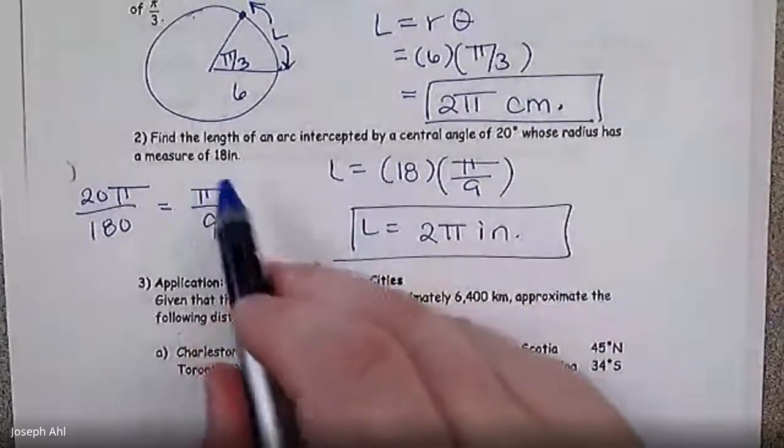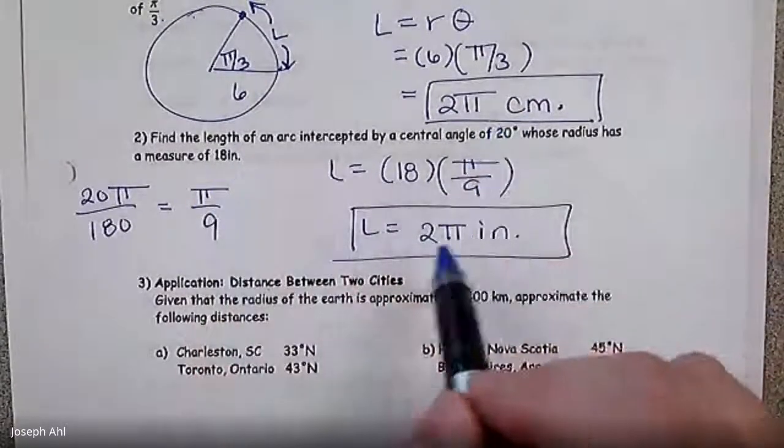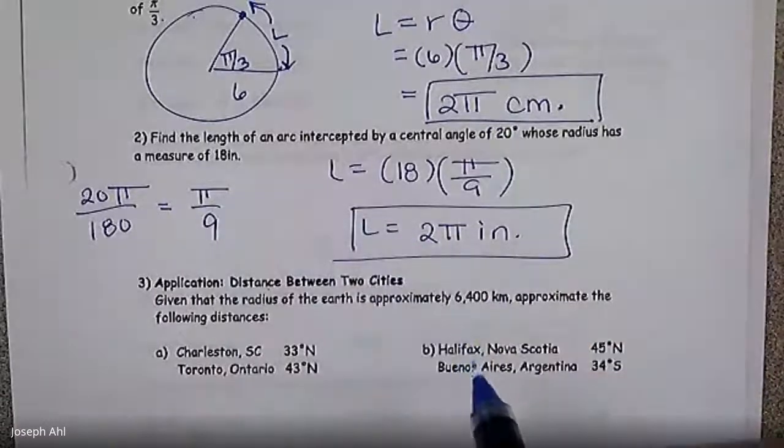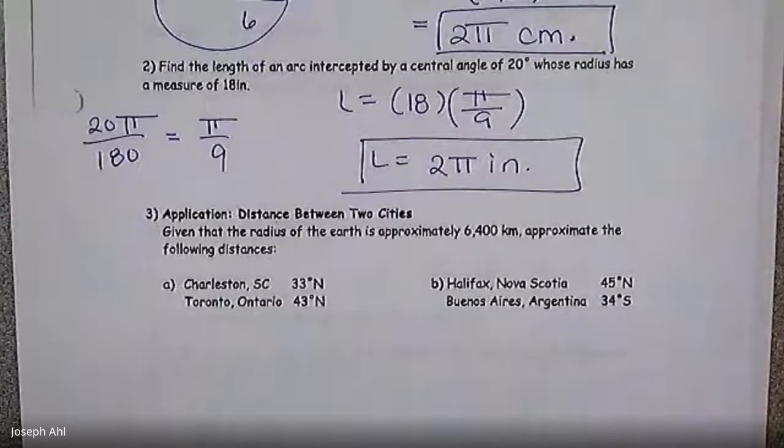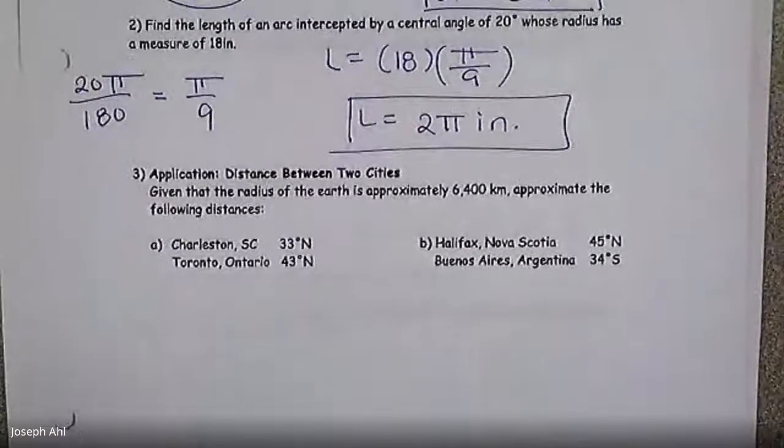Okay, so we have an 18-inch radius with that central angle. That little part on the outside of the circle, if the central angle is 20 degrees, would be approximately 2 pi inches. 2 pi we know is about 6.28. So if you want to think of the decimal approximation to give yourself some context, you can do that.